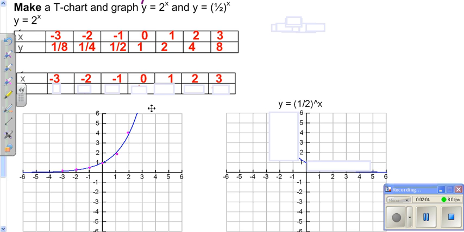This is the general shape of any exponential function. It continues to go up and to the right forever, and it levels out and goes out to the left forever. It has this basic shape, however it may be reflected, but it's still going to have the same basic shape.